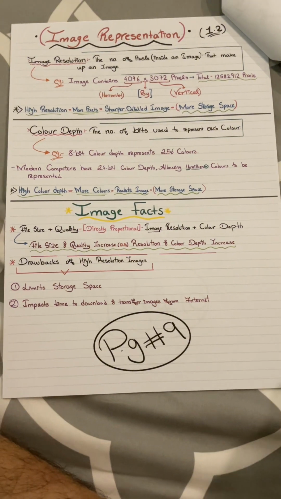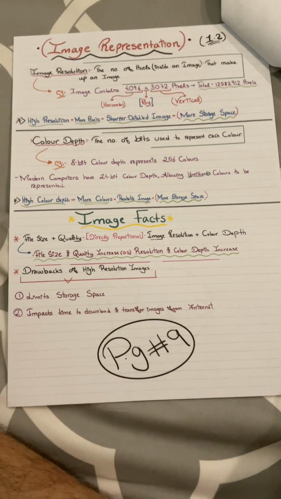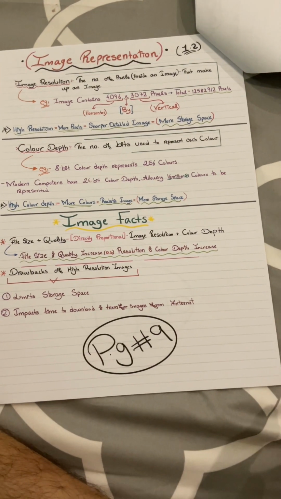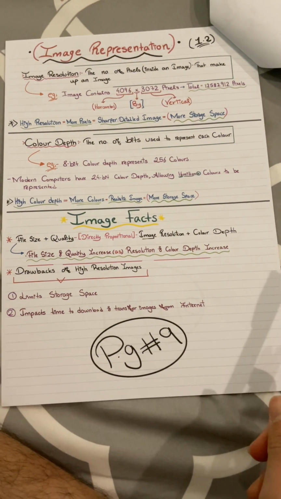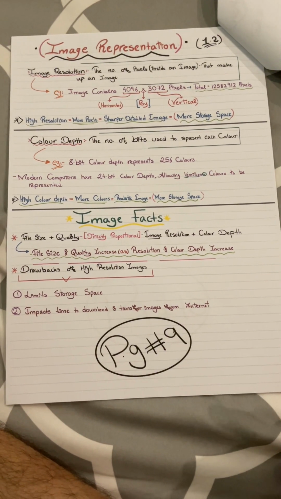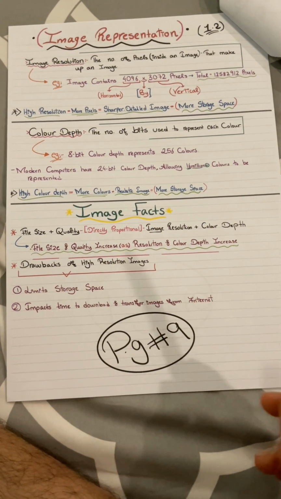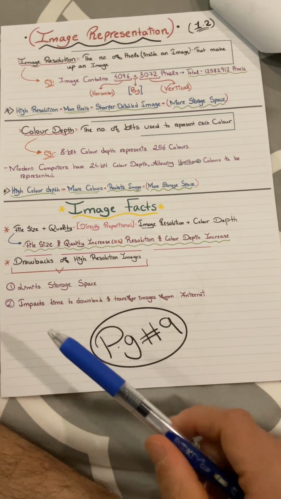Now, image resolution is the number of pixels that make up the image. We learned that pixels are picture elements, so the number of pixels present inside an image is known as the image resolution. You're usually going to see this as two numbers with a multiplication sign in between, allowing you to understand the horizontal and the vertical resolution. To find the total resolution, you must multiply the horizontal by the vertical.